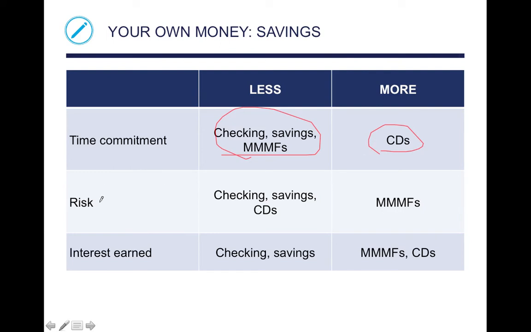As far as risk is concerned, checking, savings, and certificates of deposit are always going to be less risky, and then your money market mutual funds are going to be more of a risk, and more volatile than just putting it in a savings account. And then we all know that the higher the risk, the higher the possibility of getting money back, in most instances.